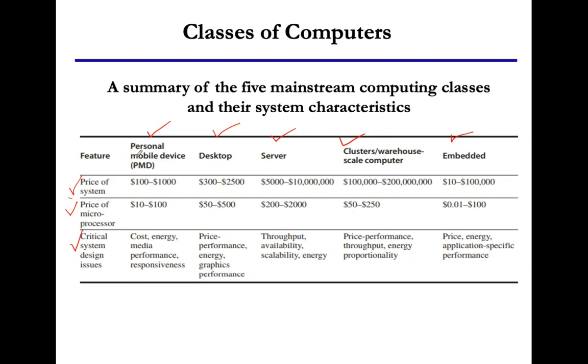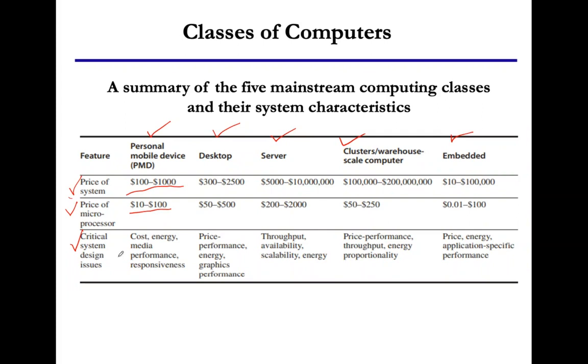The price of the mobile devices lies between $100 to $1,000, and they are energy efficient, requiring less electricity, very fast for computing, and easy to carry. The price of the microprocessor in these mobile devices exists between $10 to $100. And the critical system design issues are cost, energy, media performance, and responsiveness.